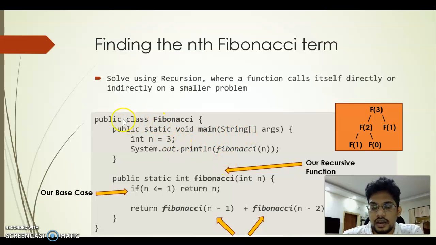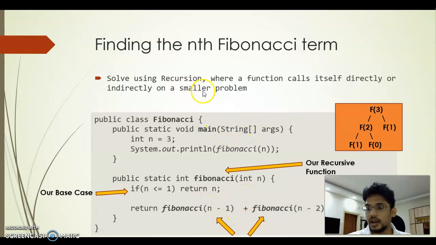Quickly going through the code. We have a public class Fibonacci because in Java everything should be in a class. Public static void main, which is the main entry point, and n equal to 3, System.out, where we are printing to the standard output. Now here is the public static function, static because we want to call the function without creating an instance of the Fibonacci class. Int because we want it to return the actual nth term, and n. So here is the base case. This is important. If n is less than or equal to 1, return n. If n is 0, return 0. If n is 1, return n. Otherwise, return Fibonacci n minus 1 plus Fibonacci n minus 2. These are the recursive calls.